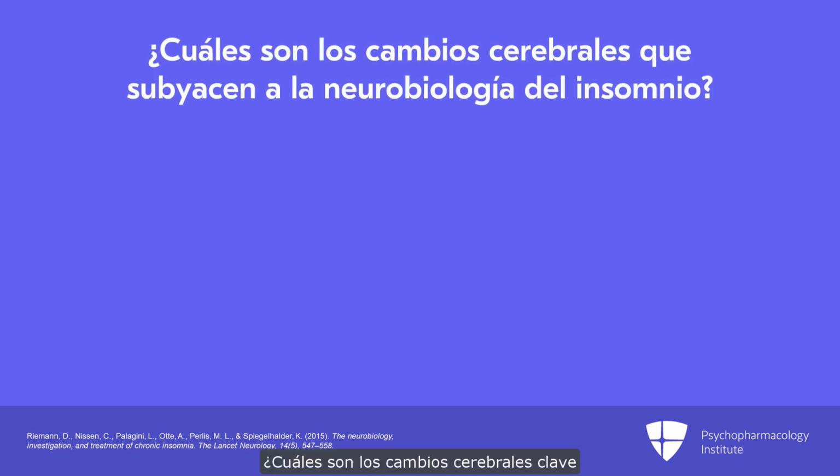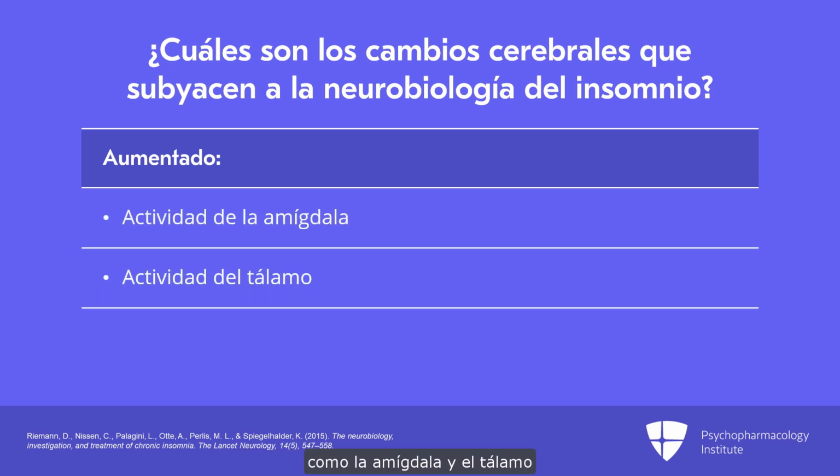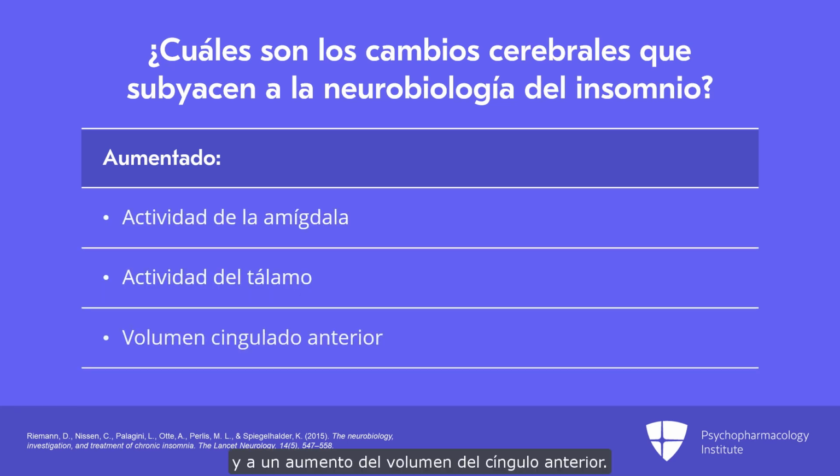What are the key brain changes that underlie the neurobiology of insomnia? Insomnia disorder has been associated with increased activity of brain structures, including the amygdala and thalamus, and increased anterior cingulate volume.